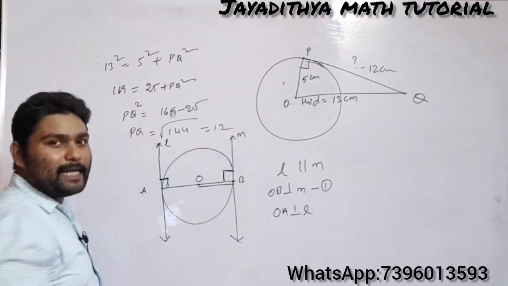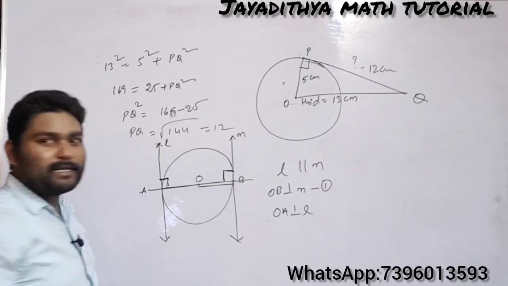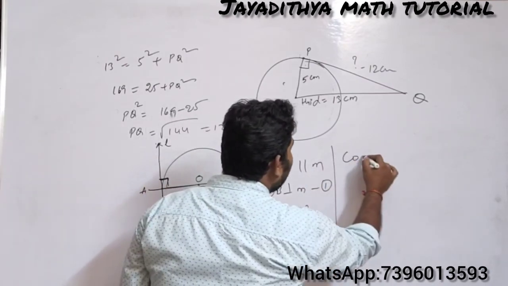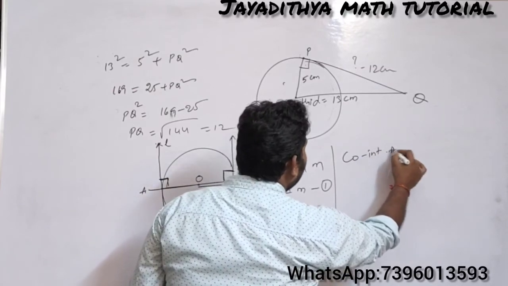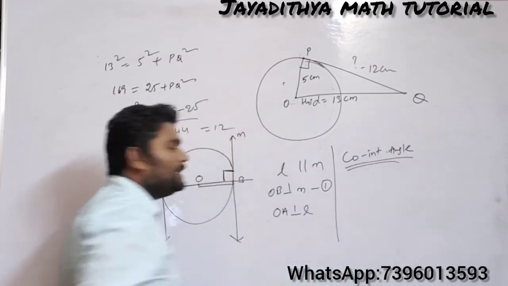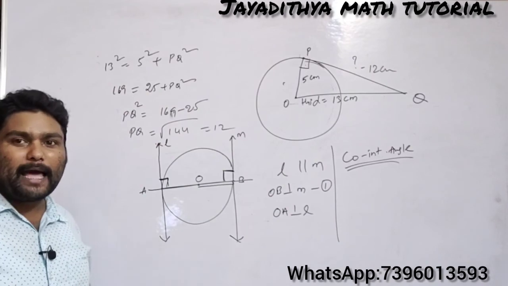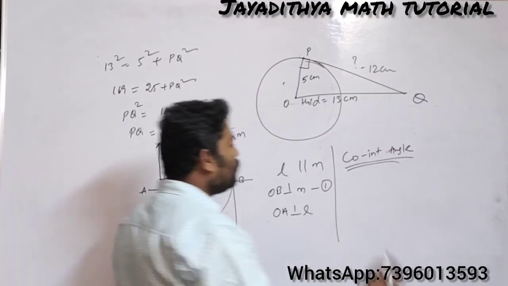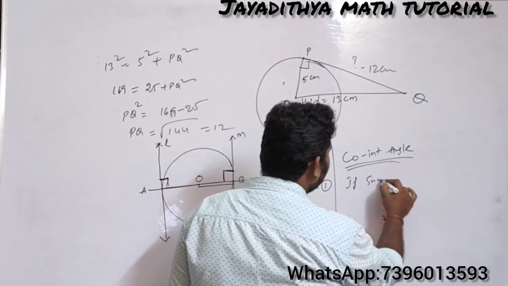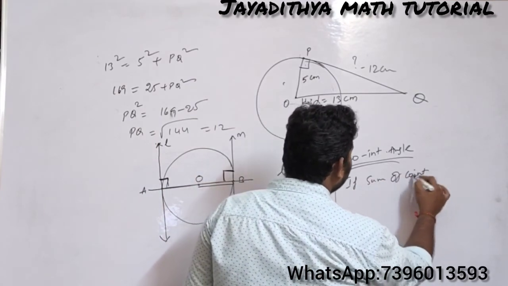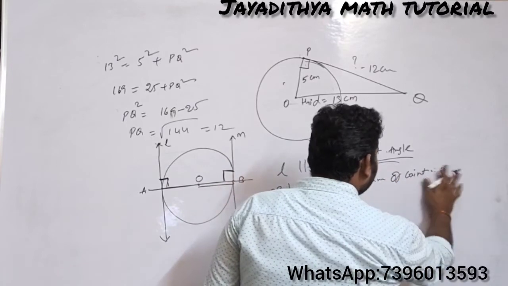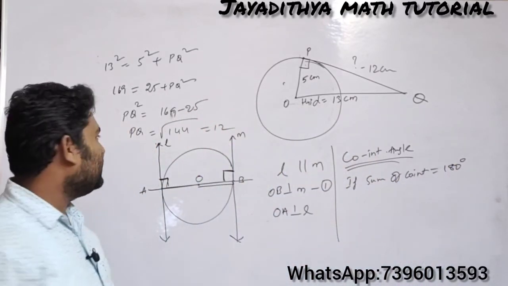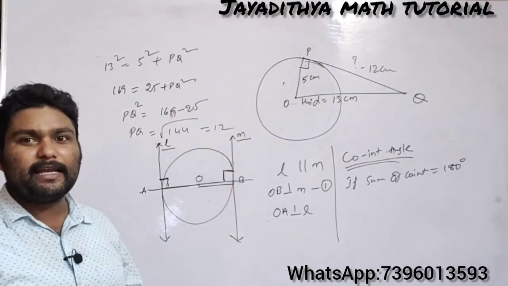If you observe, these two are the lines, and think AB as the transversal. These two angles will become co-interior angles. I think you might have studied about angles between two parallel lines in your 7th standard only. So these two become co-interior angles. And you know one more property, if sum of co-interior angles is equal to 180 degrees, then the lines are parallel.